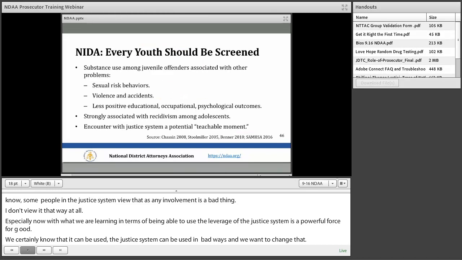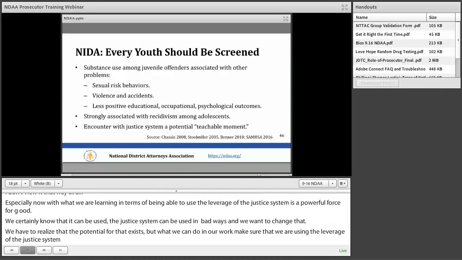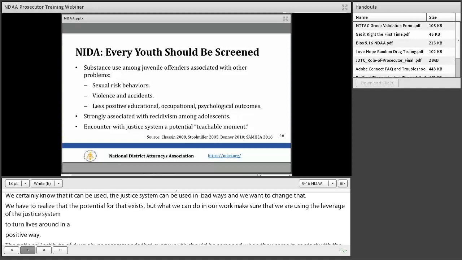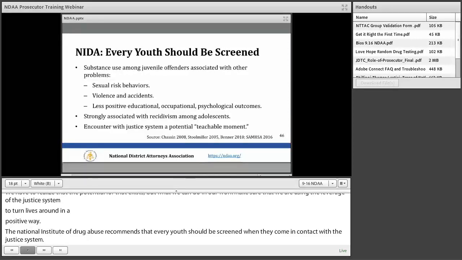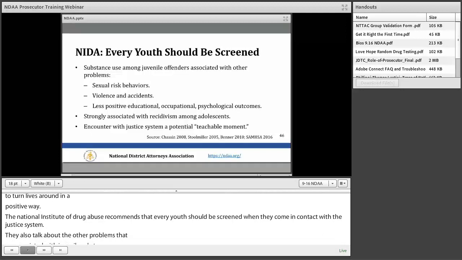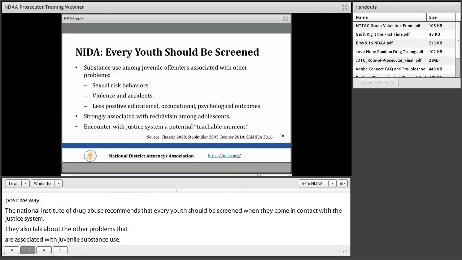The National Institute of Drug Abuse recommends that every youth should be screened when they come into contact with the justice system. And they also talk about the other problems that are associated with juvenile substance use. So it's increased sexual risk behaviors, violence and accidents, less positive educational, occupational, and psychological outcomes, strongly associated with recidivism among adolescents.